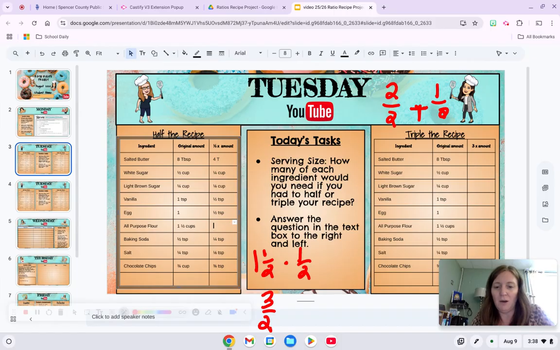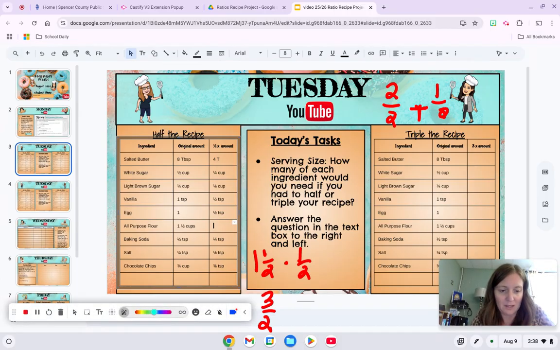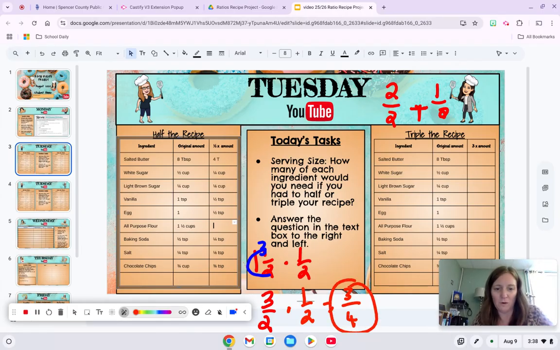So 2 halves, or 1 whole, plus 1/2 is the same thing as 3 halves. You may also know how to do it based off of doing 2 times 1 is 2, plus 1 is 3, and get the 3 halves that way. You can do it whichever way you prefer. So I'm going to do 3 halves times 1/2, multiply straight across. 3 times 1 is 3, 2 times 2 is 4, so then I get 3/4 here.